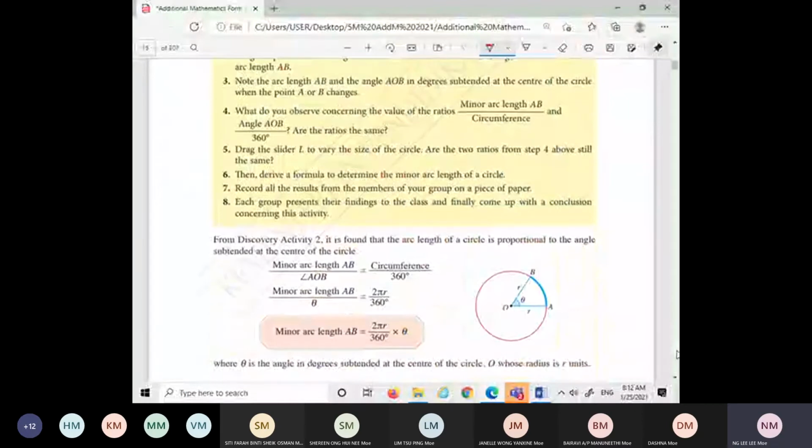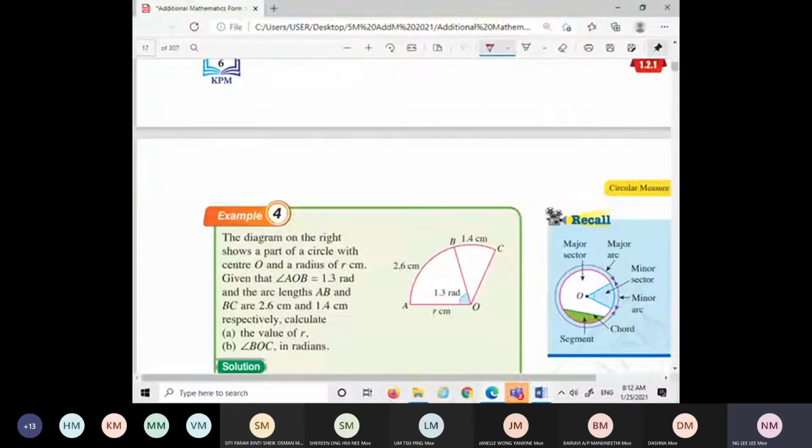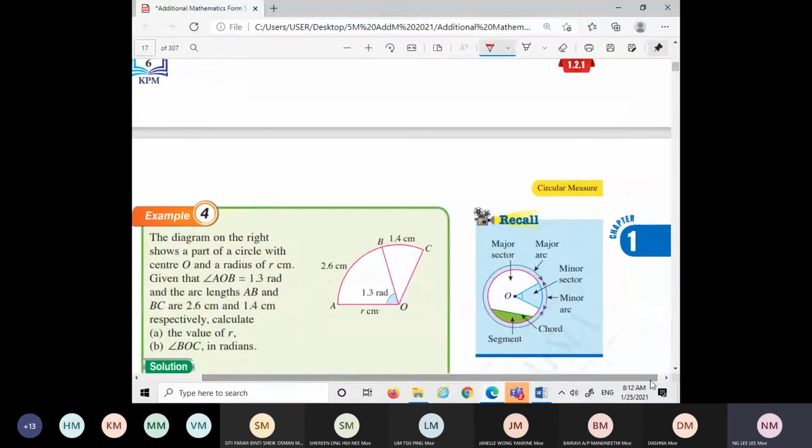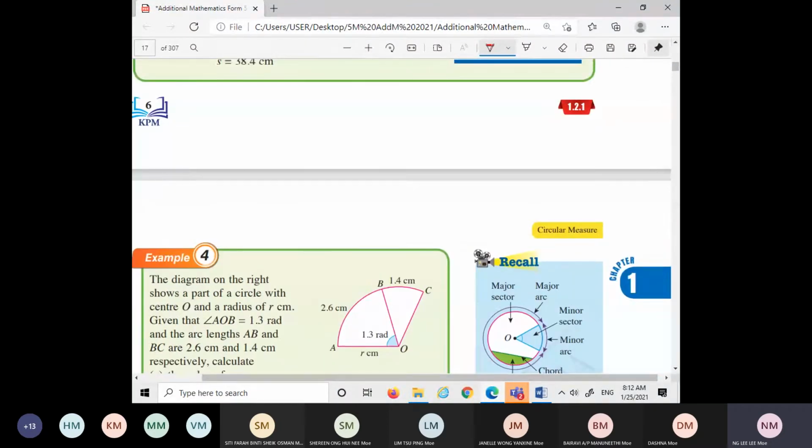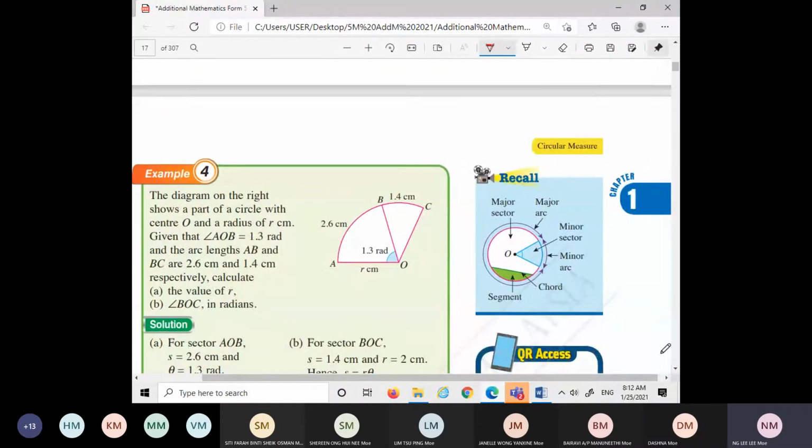Okay, this one. So you can see the screen, right? Someone? Yes. Okay, can you see this part of the recall? Yeah. Okay, so now we go through one by one.